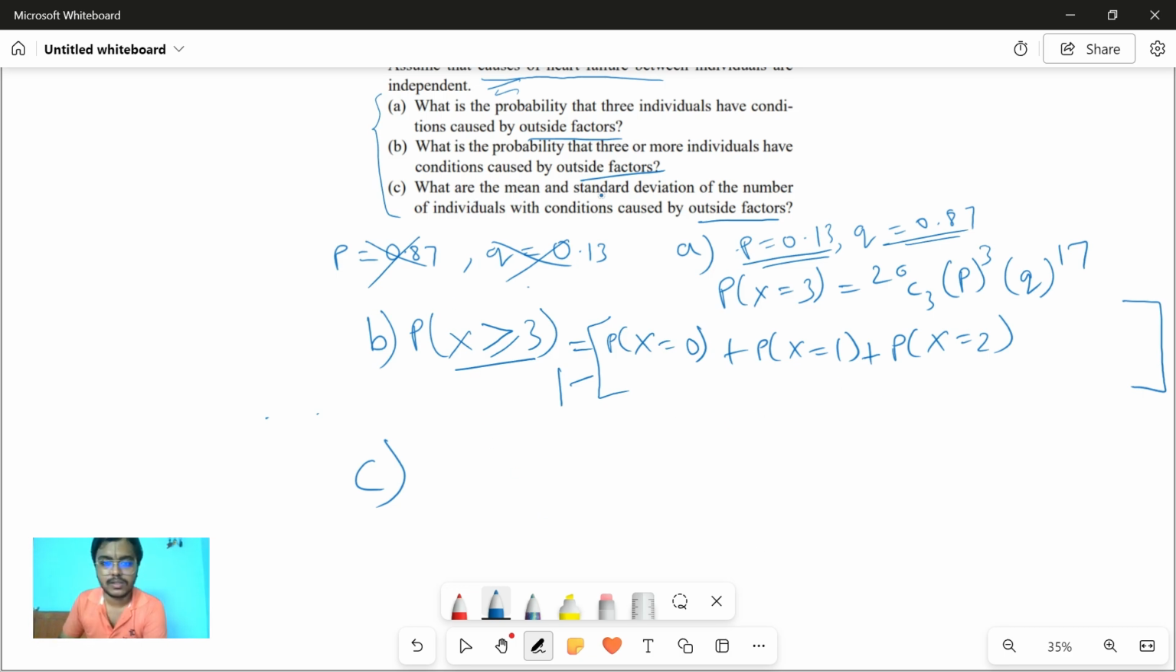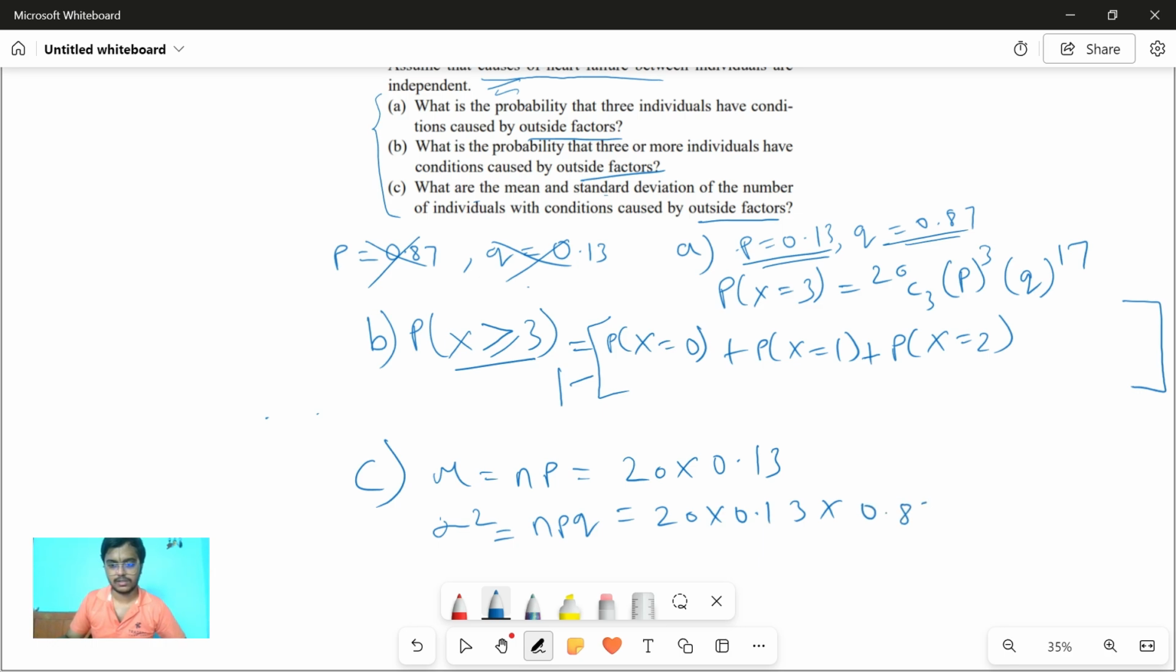What are the mean and standard deviation of the number of individuals with a condition caused by outside factors? The mean is NP, right? N is 20, and 20 into P, which is 0.13, for outside factors. For the standard deviation, first calculate sigma square, which is NPQ. So this will be 20 into 0.13 into 0.87. If you calculate this, you will get the answer. And the standard deviation sigma is the root of sigma square. Very simple. The only catch is that whatever they ask about, outside factors or otherwise, just change the P and Q values according to the subdivision.